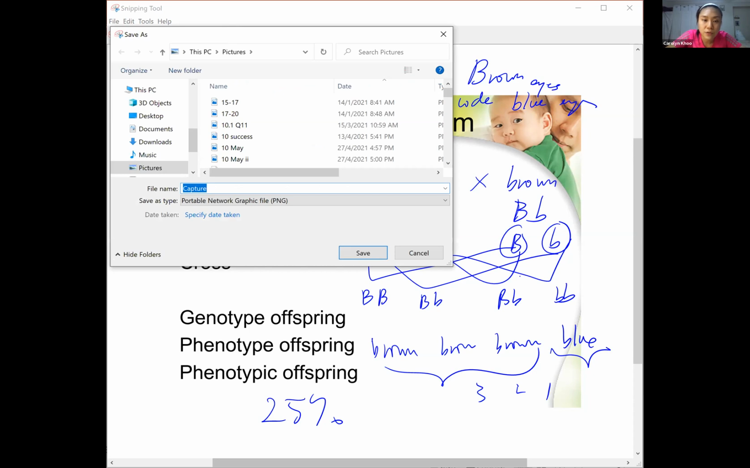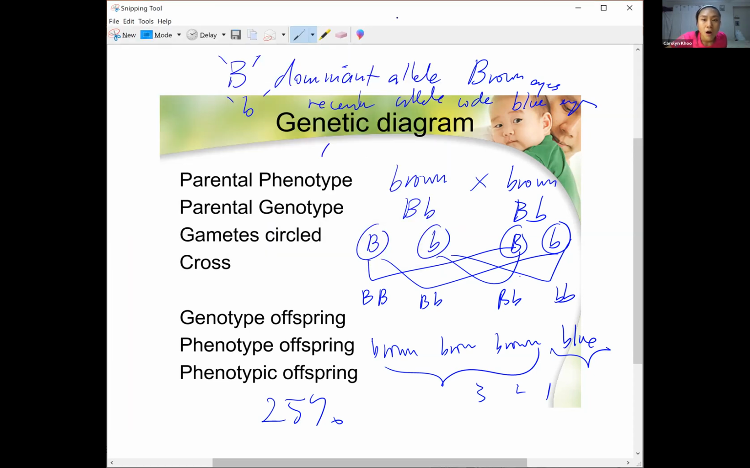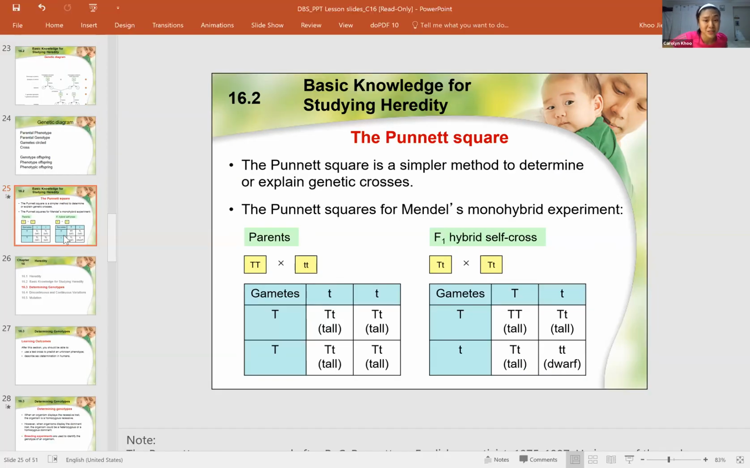Save this for later. Of course, if it's just a Punnett square, you can use the Punnett square for working. So if it's just an MCQ or they don't need you to show how you derive your answer, these are Punnett squares that you can use. Still remember to circle the gametes though.